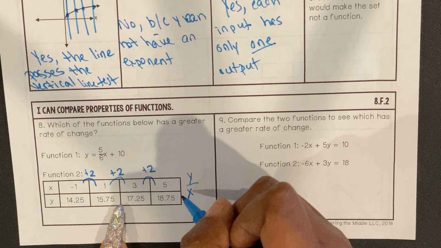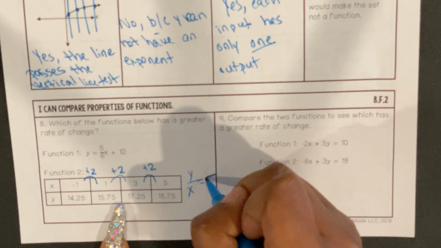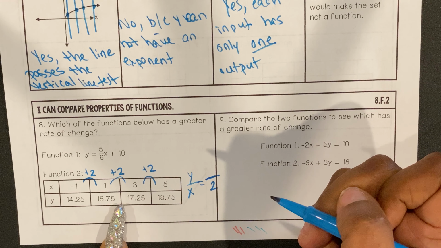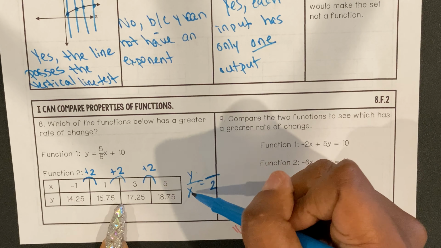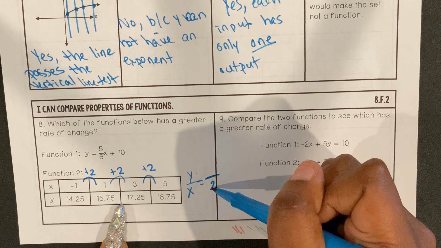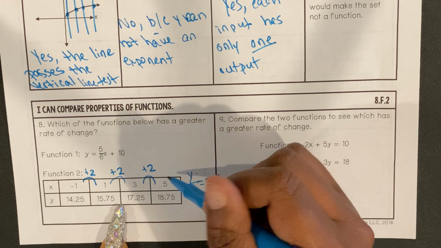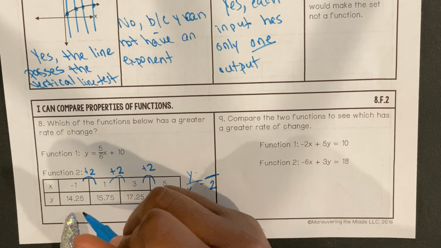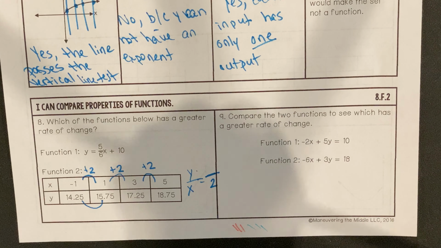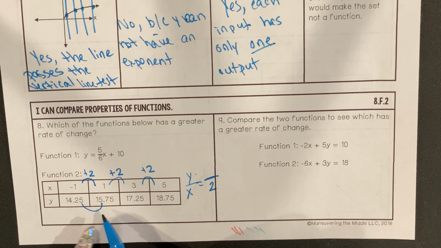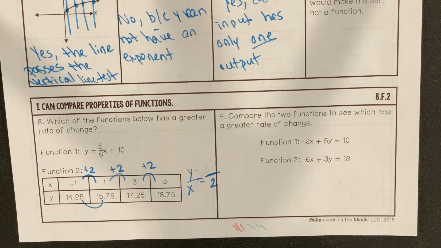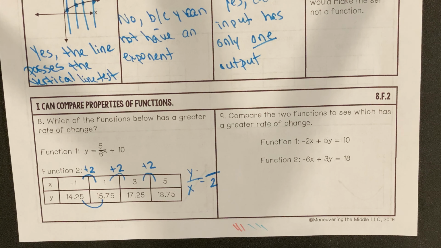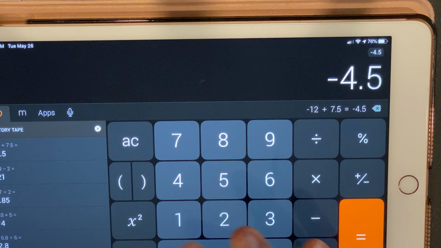So right now, I know that my x value is 2. Because remember, the rate of change is y divided by x. So that's why I put my 2 here, because my rate of change for my x is 2. If I go here and I say 15 and 25/100 to 15 and 75/100, I'm going to go ahead and use my calculator so you can see. So we have 15 and 75.